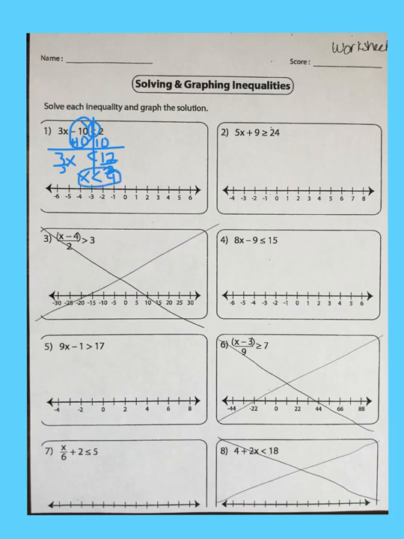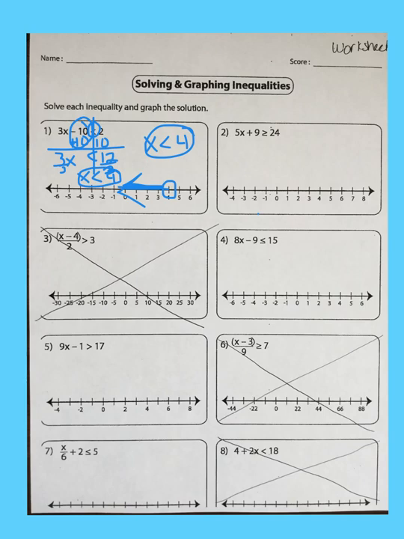And this is what we want to graph right here. We want to graph the x is less than 4. We do not want to graph the 2. So I draw an open dot because it's less than, and then I shade in the direction of the 3 because 3 is less than 4.